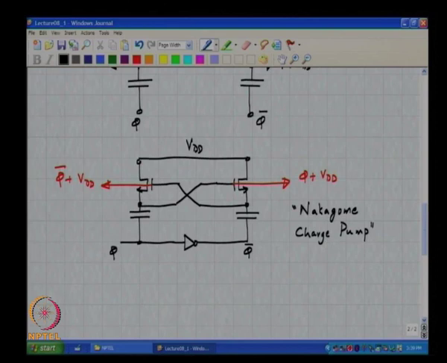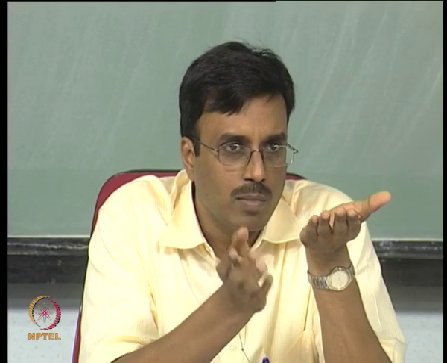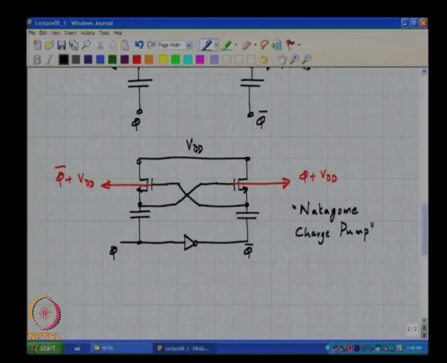This was originally discovered or invented for use in DRAMs, where apparently high voltage is needed, and if phi and phi bar are complementary, then by muxing between phi bar plus VDD and phi plus VDD, you can generate a constant potential of value 2 VDD, right. So, this can in principle be used, by appropriate muxing between phi plus VDD and phi bar plus VDD, as a voltage doubler which doubles the supply. Okay. So, anyway, that is not the focus in this course at least.